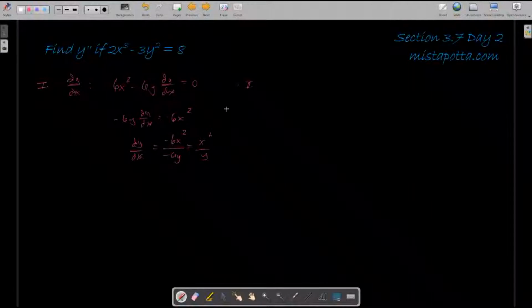And this is important because in step 2, to find the second derivative, I'm going to take the derivative of this expression. So y double prime is going to be equal to the derivative of x squared over y. And in order to take this derivative, I have to use the quotient rule. And that's something that we're going to see a lot of, because a lot of times solving for dy dx using implicit differentiation gives us a ratio of 2 functions. I'm going to have to be using the quotient rule when I finally take the derivative of this fraction.